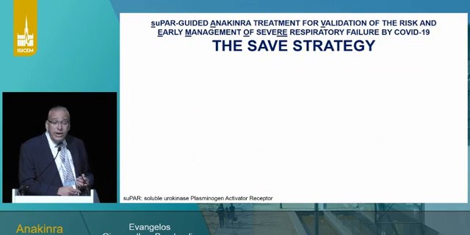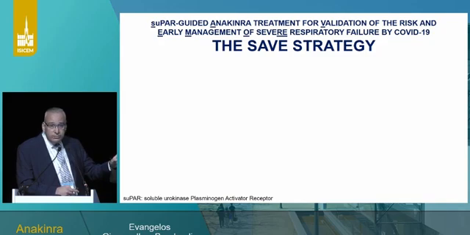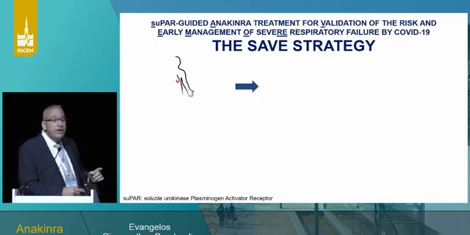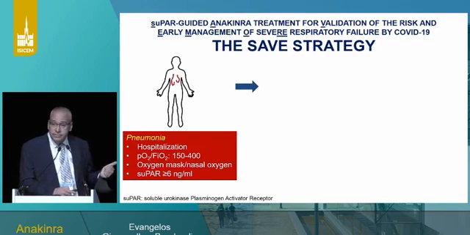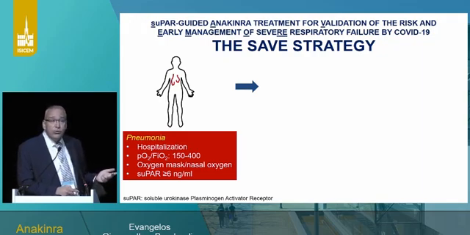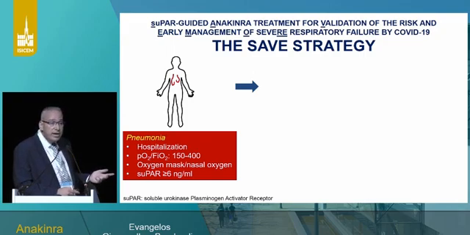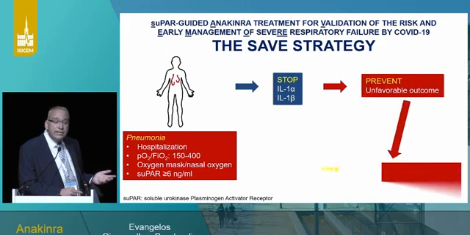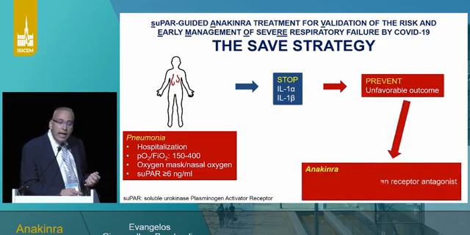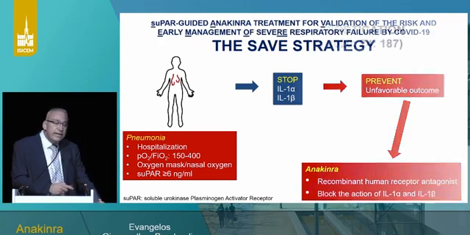So we are in need of a selection tool to tell us in the general ward who is the patient prone to deterioration. The profile of our patient is a patient who is hospitalized, whose PaO2/FiO2 is above 150, who is on oxygen mask or nasal oxygen, and who has a biomarker called suPAR of 6 or more. If the biomarker is there, that means the patient is under IL-1 alpha and IL-1 beta attack, and we can prevent that through the use of anakinra.